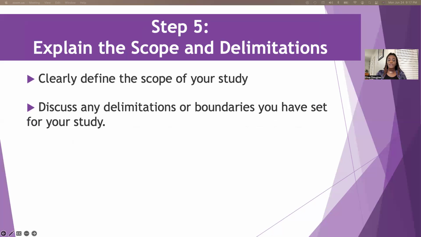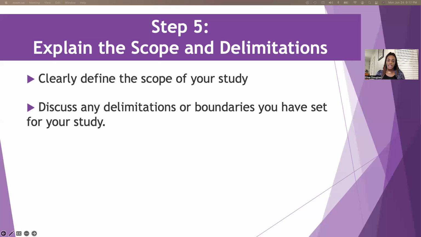Step 5 is where you will explain the scope and any delimitations. So what are delimitations, right? It's a big word and it's not one that's commonly used, right? So you have limitations and then you have delimitations. The delimitations are the boundaries that researchers set in their research studies to decide what they will include and what they will exclude from their study. And this will help narrow down the study and make it more relevant to the overall research goal.